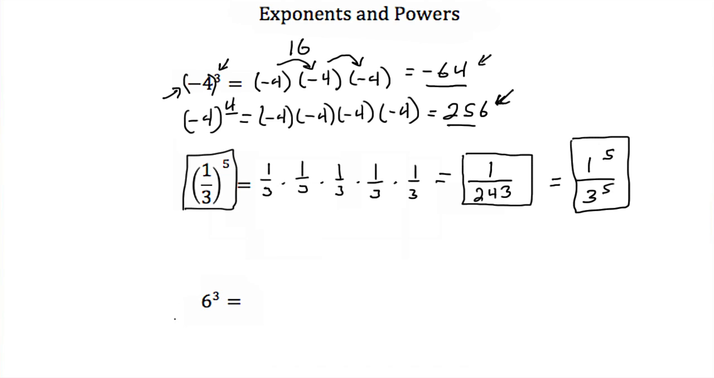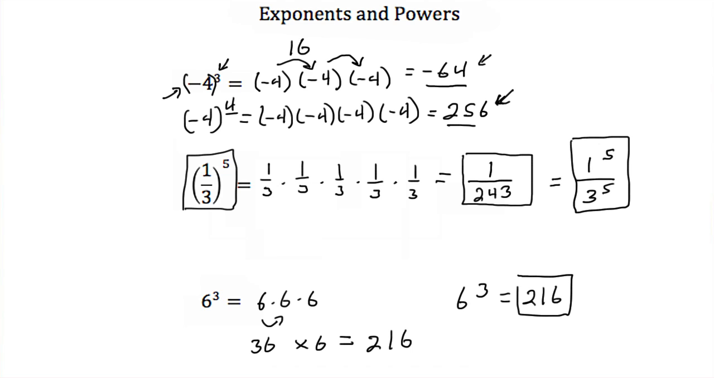Our last example, we have 6 to the 3rd power. So this is 6 times 6 times 6. Well, 6 times 6 is 36, and then times 6 again is equal to 216. So 6 to the 3rd power is equal to 216.